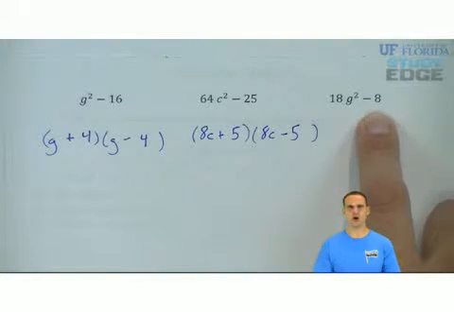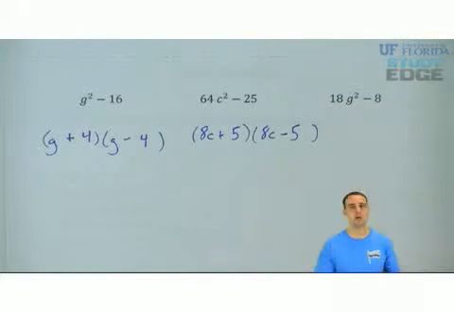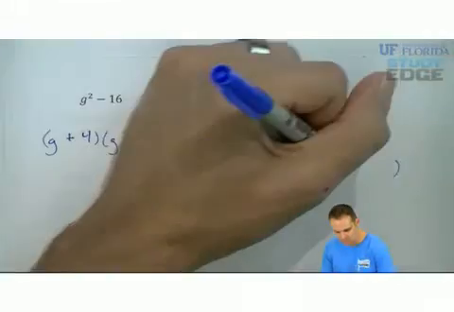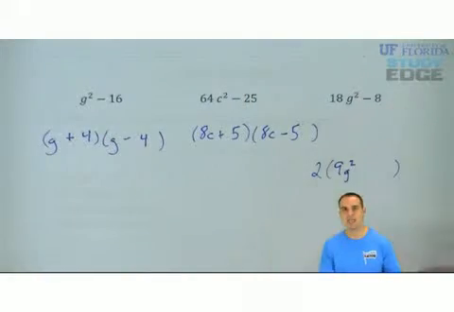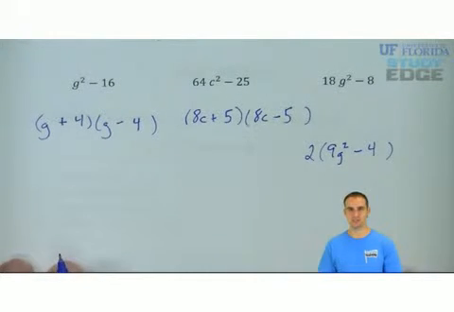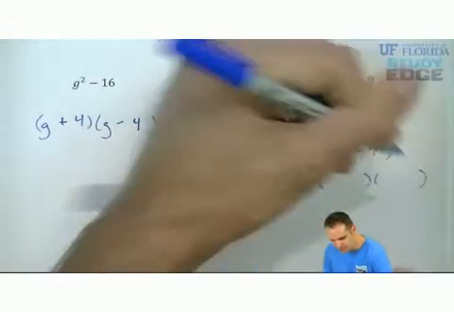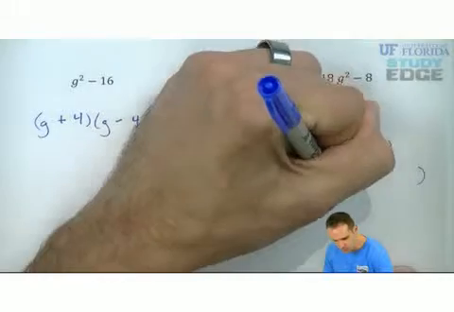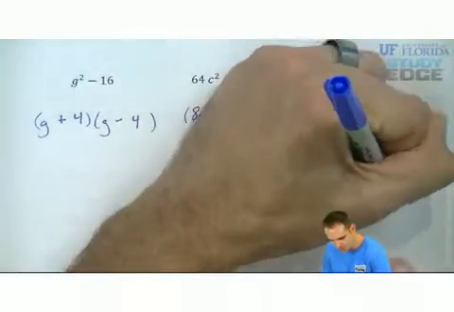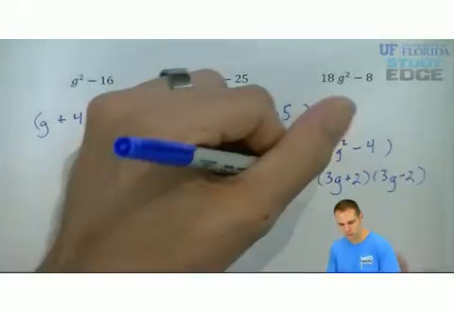18g squared minus 8. 18 and 8 are not perfect squares, but you should always look to see what's in common first. 18 and 8 are both divisible by 2. So if I factor a 2 out, 18 divided by 2 is 9. Leave the g squared alone. 8 divided by 2, that'd be negative 4. And now I have a difference of squares, because 9 and 4 are perfect squares. So I'd have a parentheses and a parentheses. 9, square root of that is 3 and 3. g squared, take half of the power, that's 1, a g and a g. 4 would be 2 and 2, one plus, one minus, and you bring the 2 down.